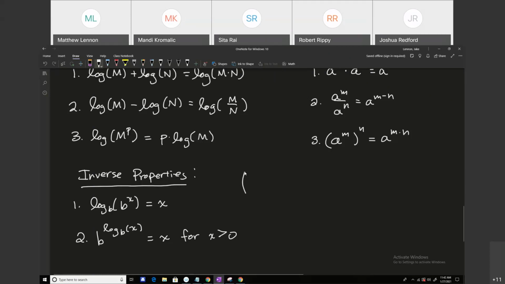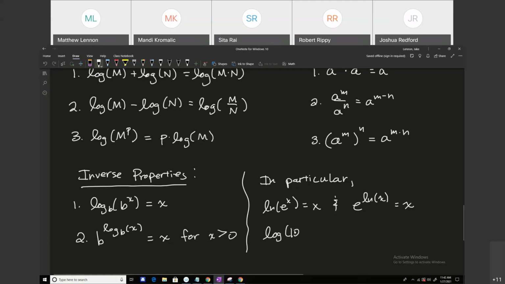In particular, the two we see most common are with the common and natural logarithms. So if you take the natural log of e to the x, this is equal to x. And also if you would do e to the natural log of x, this is equal to x, provided x is positive. And similarly for the common log of 10 to the x is x, and 10 to the log of x is x. Okay, so let's go ahead and see how we use these to solve equations.